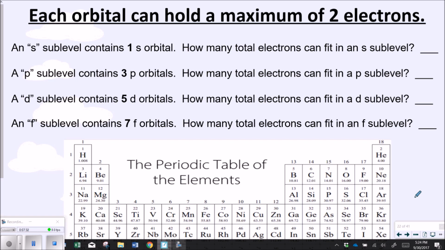Now, each orbital can hold a maximum of 2 electrons. An S sublevel contains only one S orbital. So how many total electrons can fit in an S sublevel? That would be 2. A P sublevel contains 3 P orbitals, so a total of 6 electrons. A D sublevel contains 5 D orbitals, so there would be a total of 10 electrons. And finally, an F sublevel contains 7 orbitals, so there would be a total of 14 electrons.